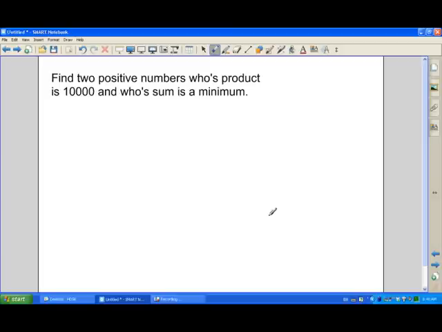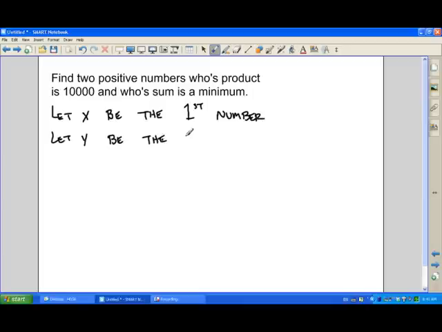Here's another classic problem that you've solved in the past, I think most likely in grade 9. Questions of this type: find two positive numbers whose, in this case, product is 10,000 and whose sum is a minimum. So we would let x represent the first number. We would let y represent the second number.